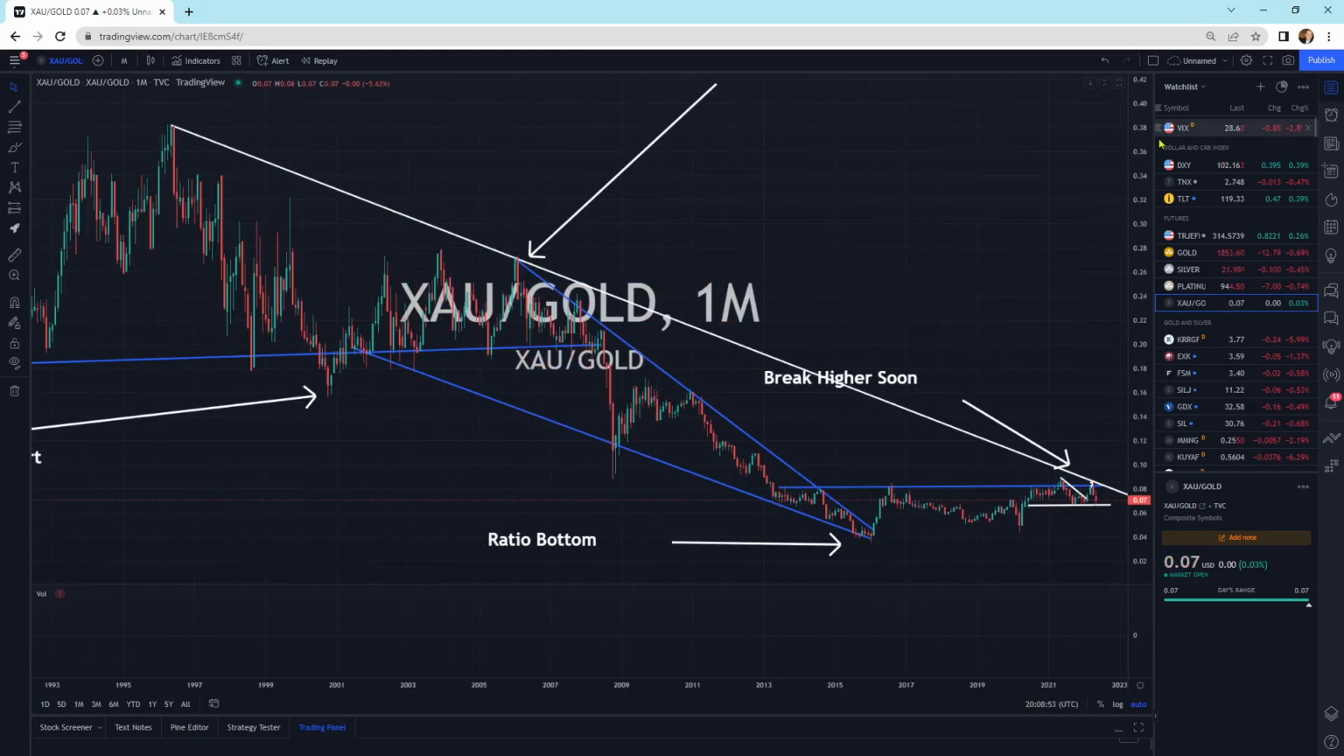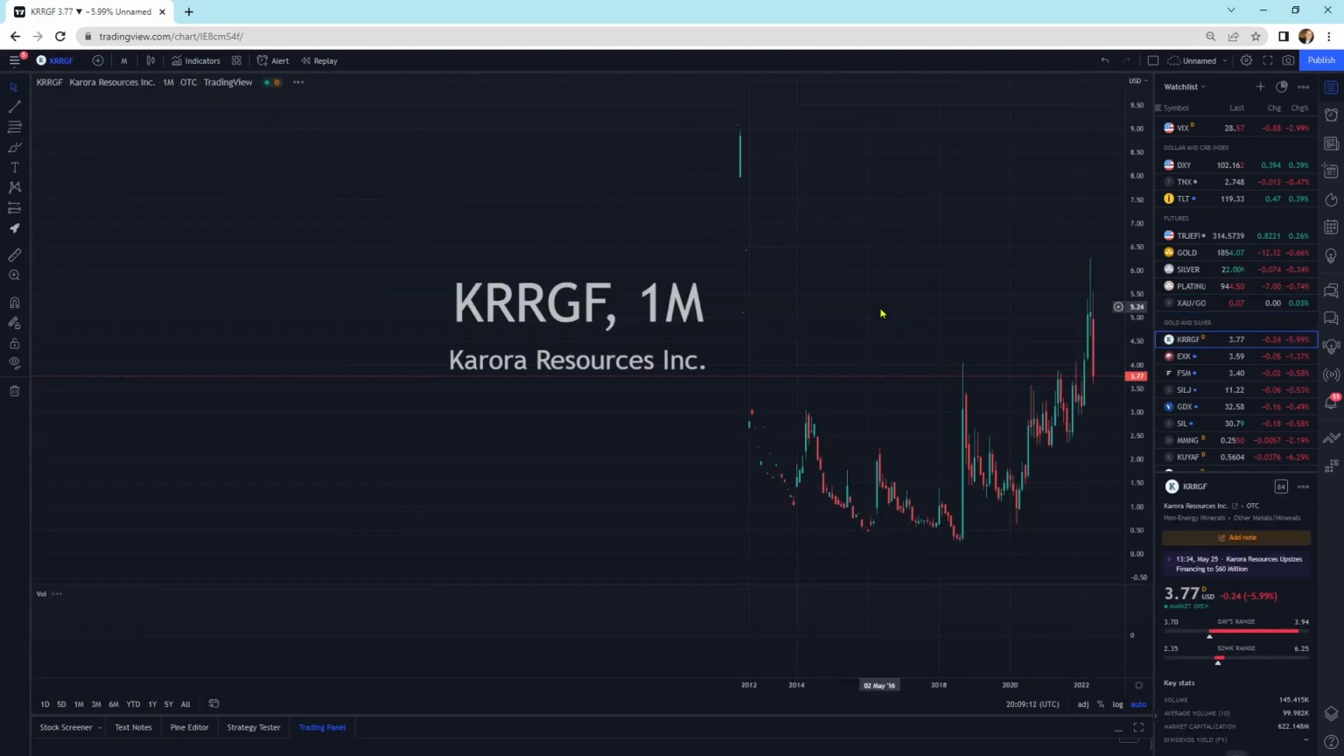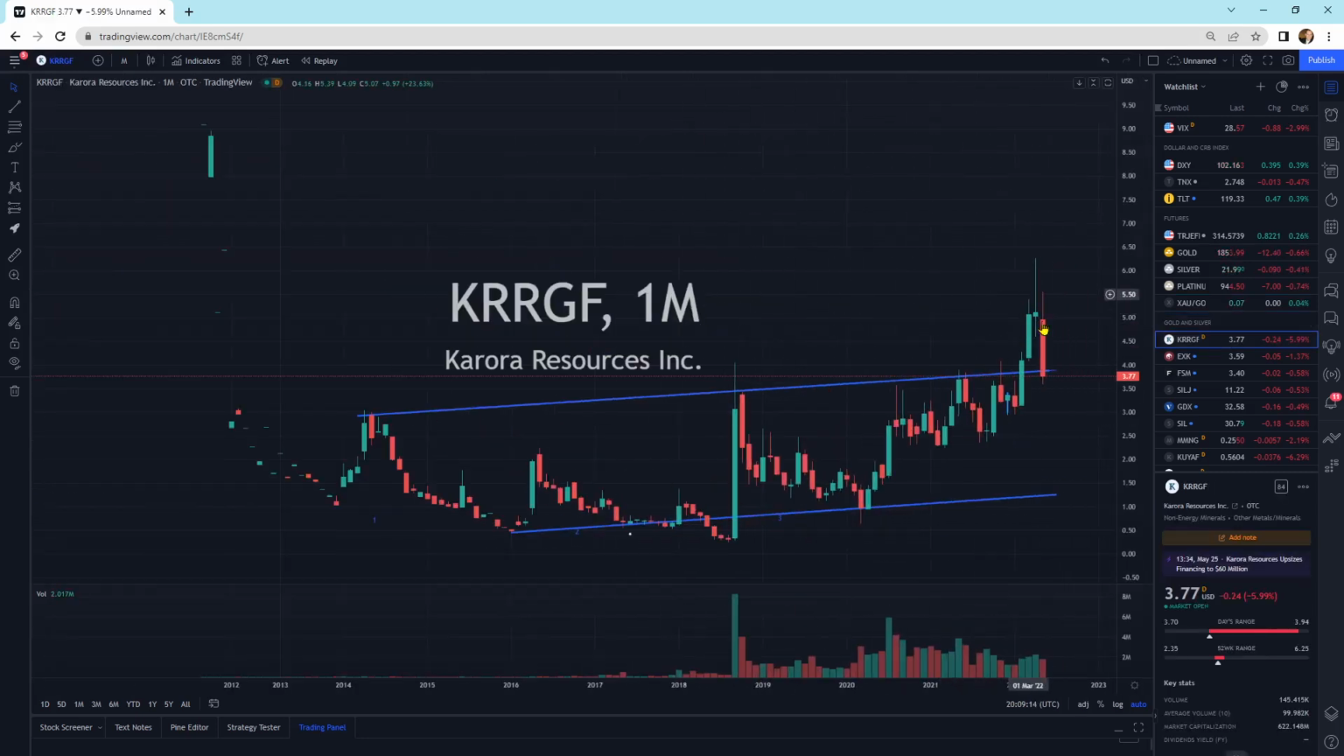I do think that we'll explode out of this and probably set some really good returns after we break out of this downtrend in the XAU to gold ratio. We just haven't broken out of the downtrend yet. That's the white line I'm looking at. We've got 3 nice punches on it so far. Looking at the companies themselves, this is a backtest or retest of this breakout for Karora Resources.